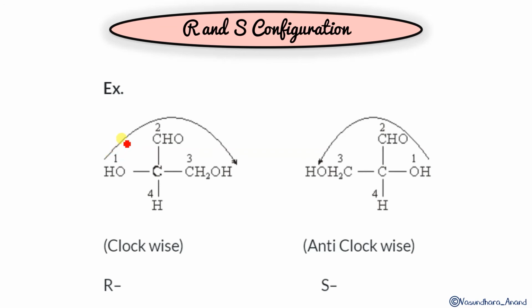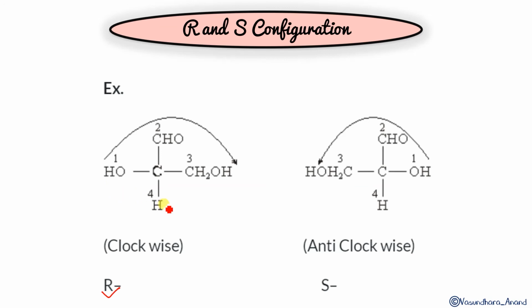So just rotate 1, 2, 3, you go, and it is coming as clockwise. And clockwise, so it should be R, and it will be R. Why? Because the least one is at the vertical line. If it comes at horizontal, then only we will reverse.